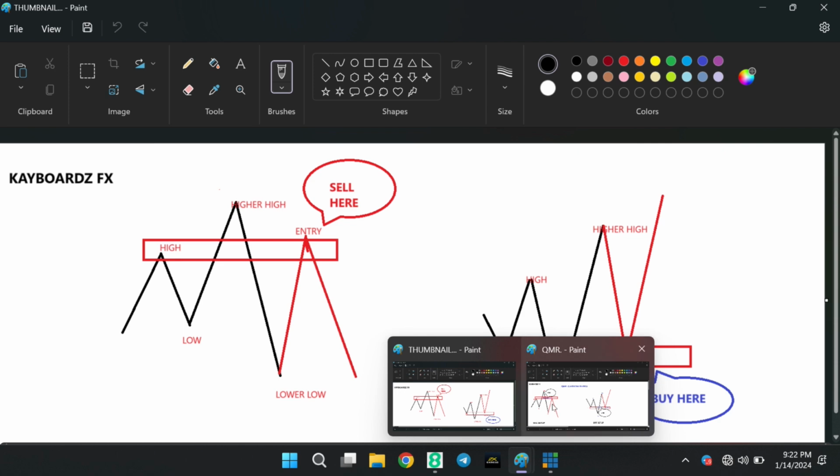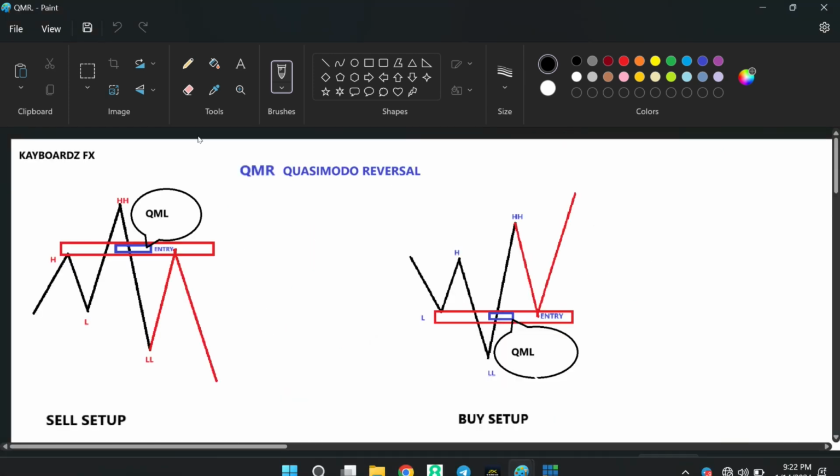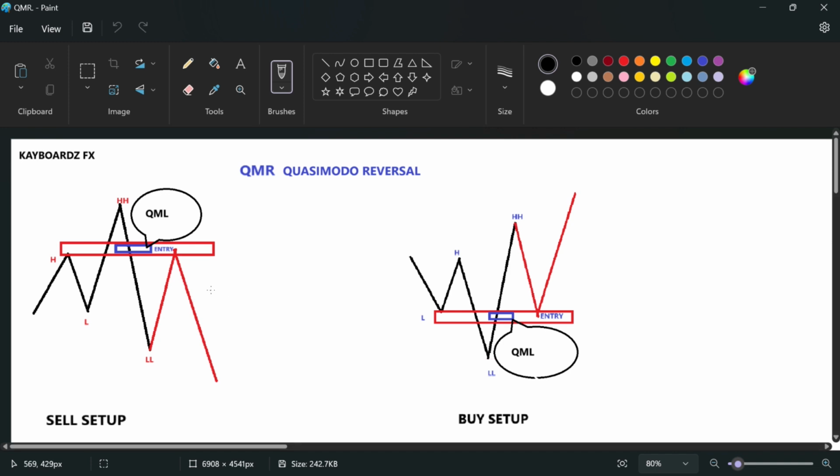First of all, as I said earlier, let me give a quick recap of the last class. Quasimodo is an early reversal sign the market gives, or let me say a pullback sign the market gives. For instance, if the market has been going bullish for a while and it wants to start going bearish, it gives a Quasimodo sign of sell. You understand? And I gave you guys an example of how a sell setup looks on the real chart.